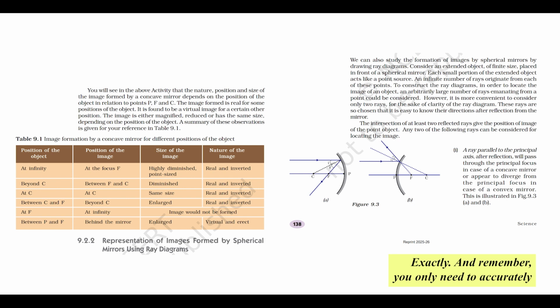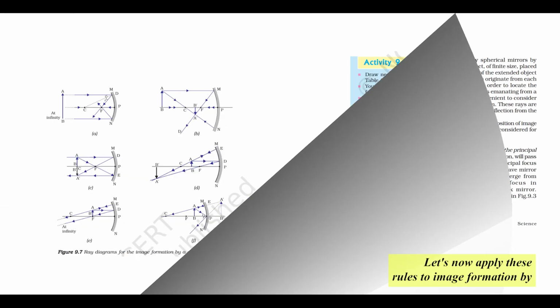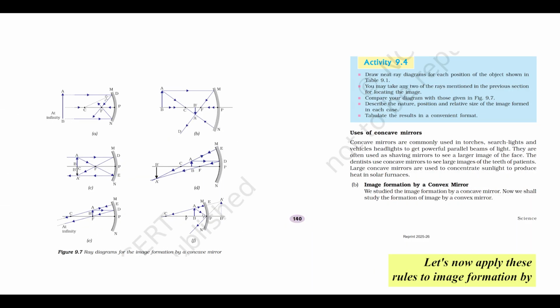Exactly. And remember, you only need to accurately draw any two of these 4 rays from a point on the object. Where the reflected rays intersect, or appear to intersect, pinpoints the image location for that point. Practice drawing these. Clear, accurate diagrams are crucial for exams. Let's now apply these rules to image formation by a concave mirror. This is where we see a variety of image types, depending on the object's position. Think back to activity 9.3, maybe with a candle. We'll go through the cases systematically, like in table 9.1 in your textbook.